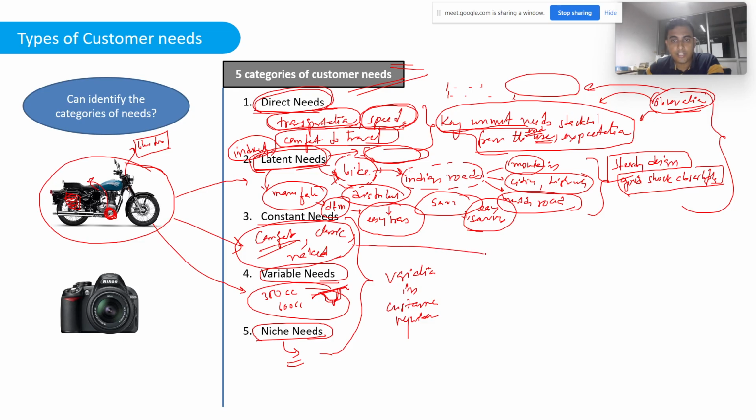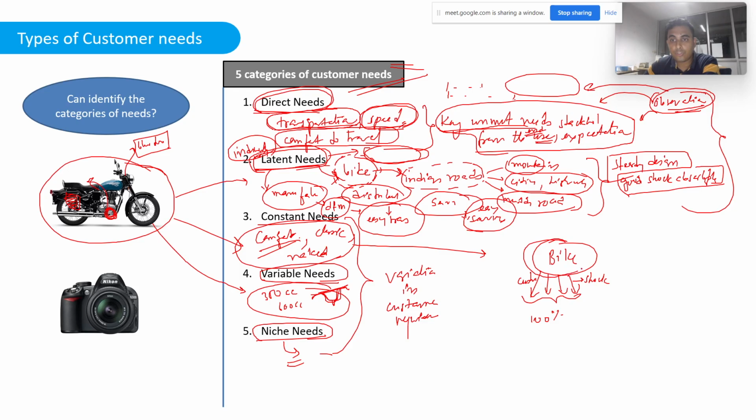So constant needs means when you are designing something, you can fix those features. Okay, so if you are designing a bike, you say 100% of customers require these features. For example, if you say the constant need is comfort, that means you can fix your cushion. If there is again comfort, then you can fix your shock absorber. Okay, similarly, there can be variations.